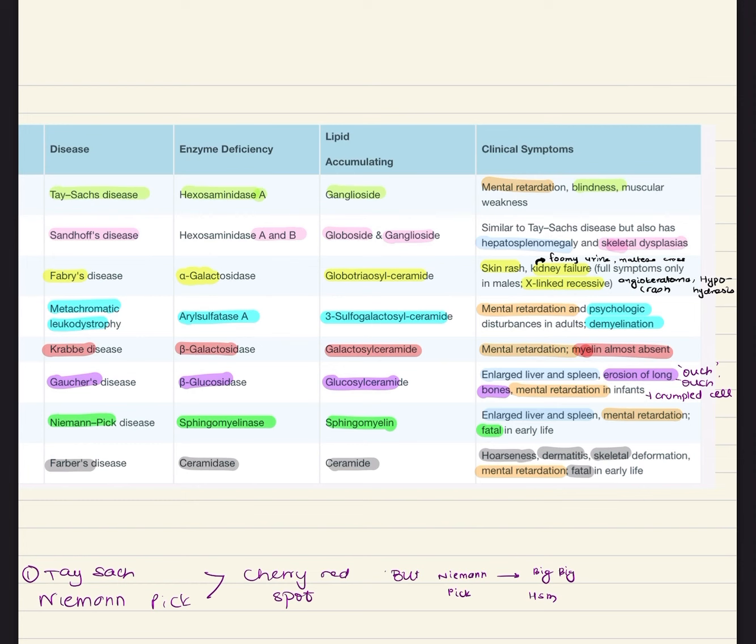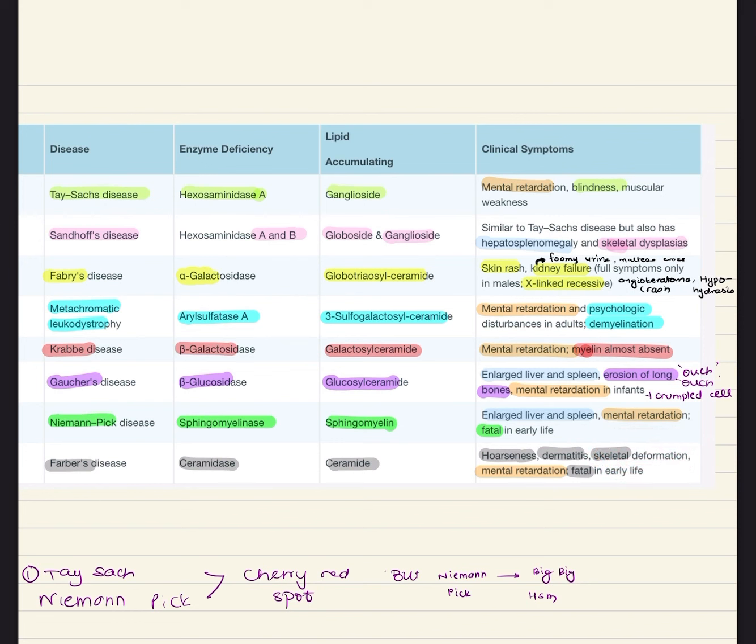Sandhoff is A and B, ganglioside and globoside is accumulating. Features are the same except that they also have hepatosplenomegaly and skeletal dysplasia. So whenever skeletal dysplasia is present, two things need to come to mind. Dysplasia is there in Sandhoff, but skeletal deformation is there in Fabry.